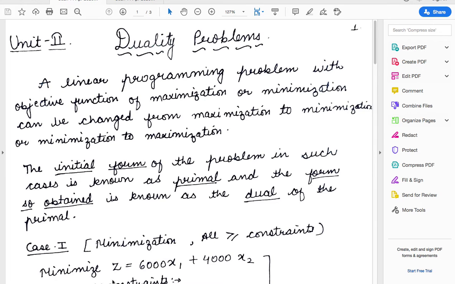Good morning, students. Today I am going to teach you the duality problem. This is a part of Unit 2.